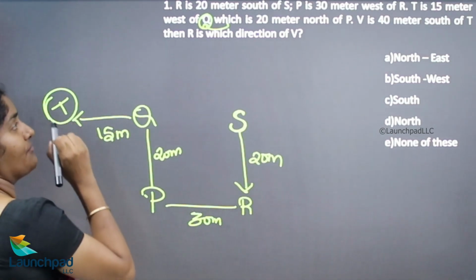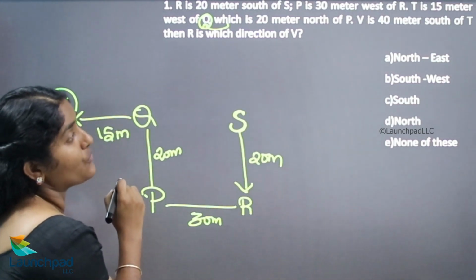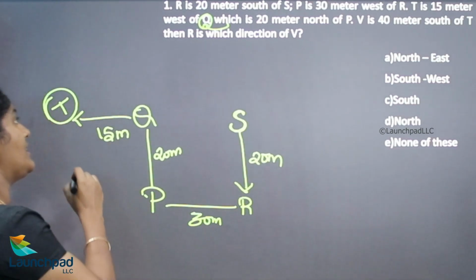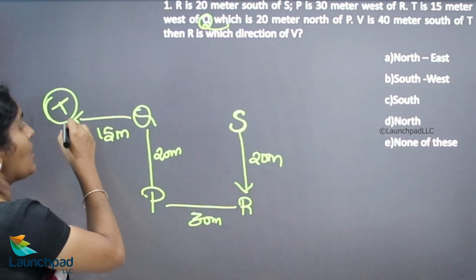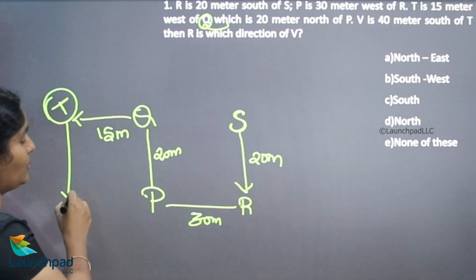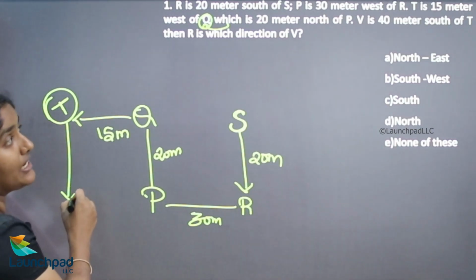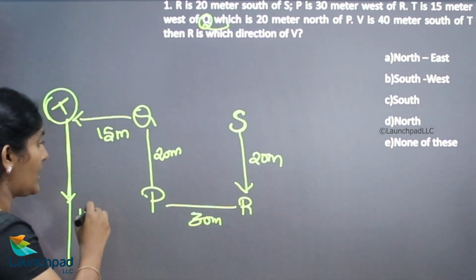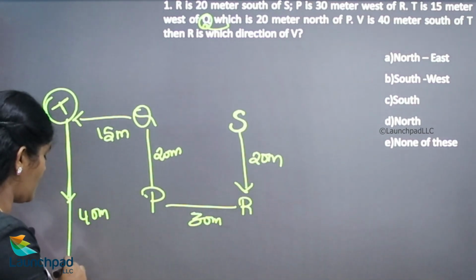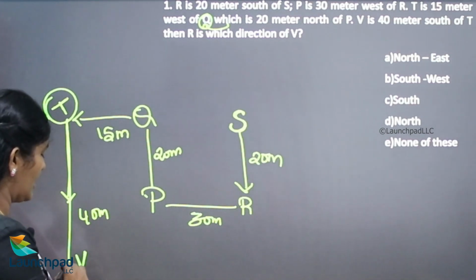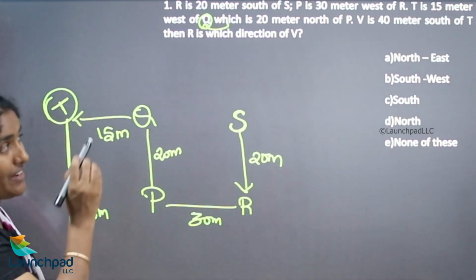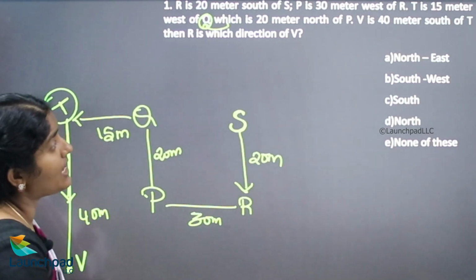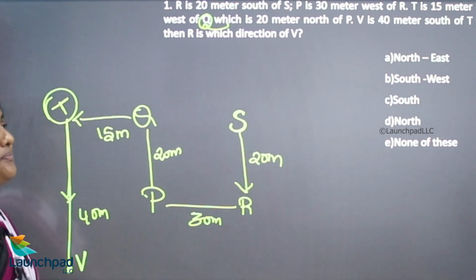Okay, west of Q. Now V is 40 meters south of T. T is here. Towards the downward direction is known as south. Who is located here? V, 40 meters. The length should be greater than 20 meters because it is 40 meters now. So V is here.